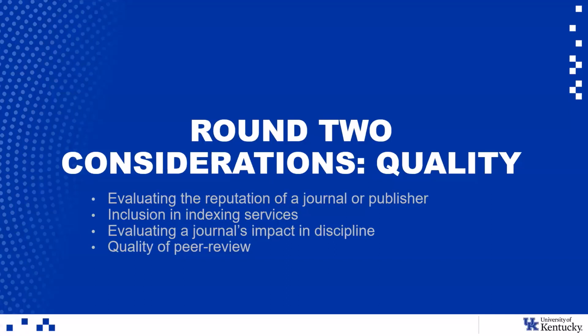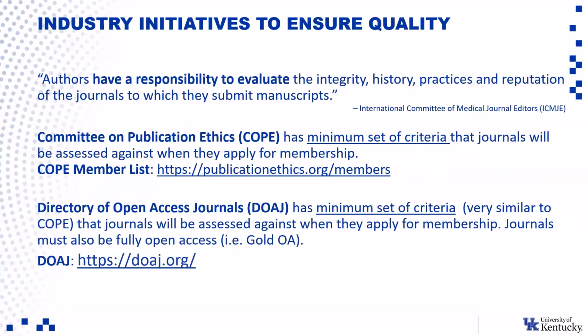So round two, considerations, quality. Evaluating the reputation of a journal or publisher, inclusion and indexing services, evaluating a journal's impact in the discipline, and the quality of peer review. This is what we're going to talk about next. Several industry initiatives exist to maintain transparency and ethical standards among journals and publishers, and these initiatives can help us in determining a journal's reputation.